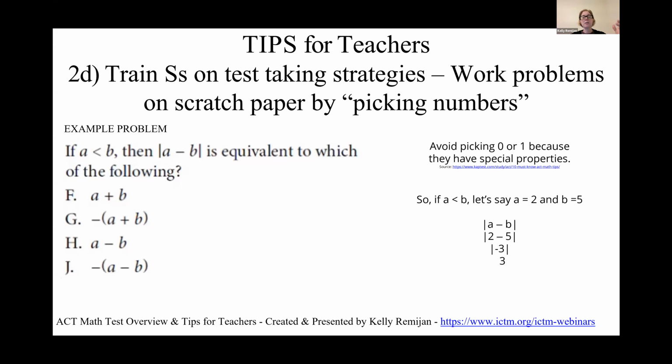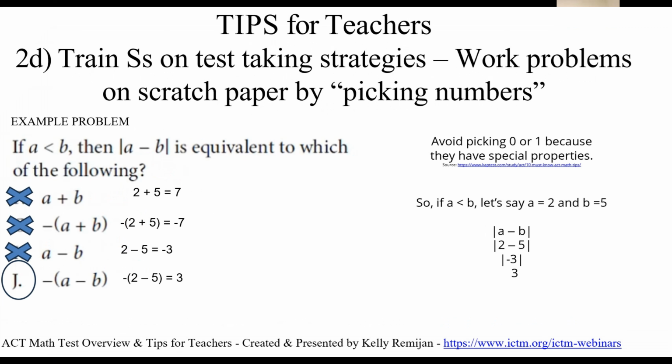So if I know that A is less than B, then the absolute value of A minus B is going to be equivalent to one of these things. So I can use those numbers I picked. In the first case, it would be 7, which doesn't match 3. So that doesn't work. In the second case, -7 doesn't equal 3. That doesn't work. So again, pick numbers that meet the given criteria, but when picking numbers, avoid 0 and 1 because they could have special properties. And again, that is a source from CAP test, which is involved directly with ACT.